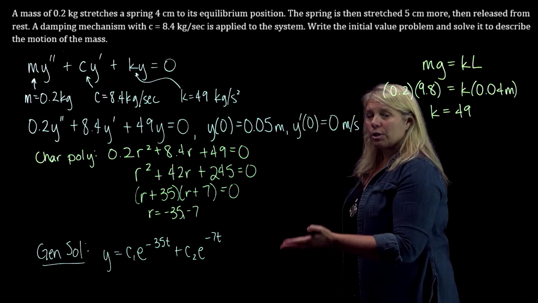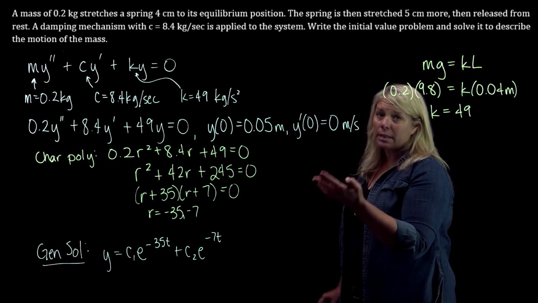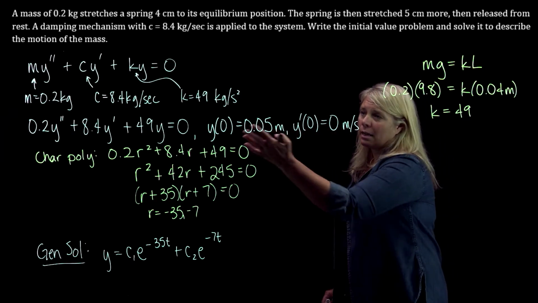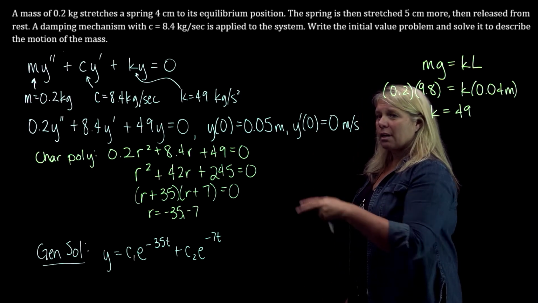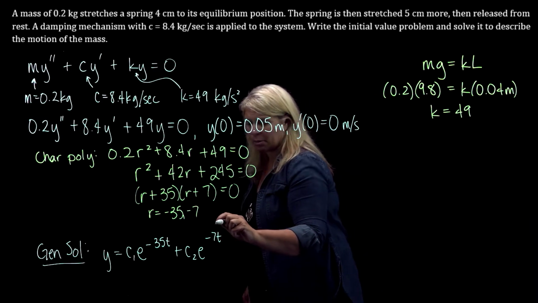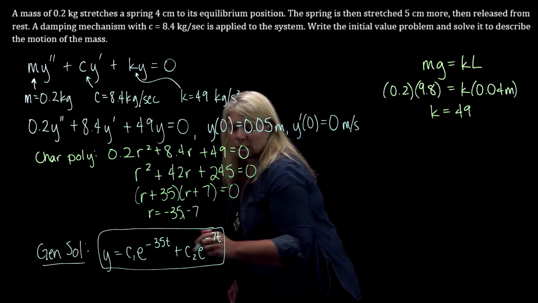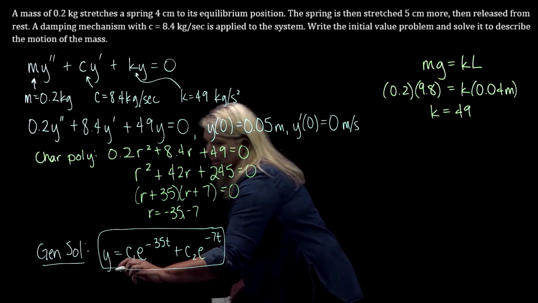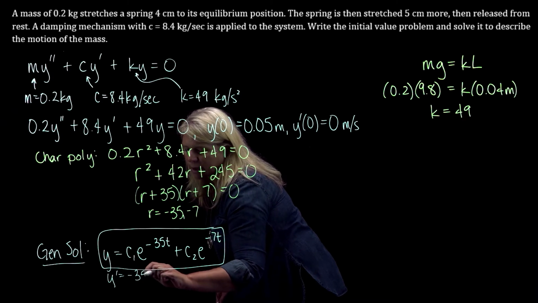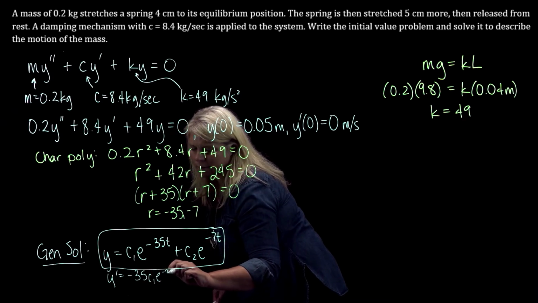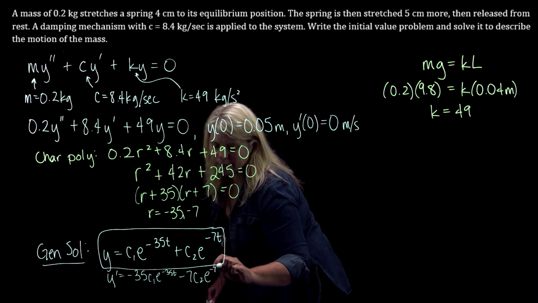With a general solution, we are given some initial conditions here, so we can use those to help find the particular solution satisfying the initial motion of the object. So we'll need to take a derivative and plug in our initial values here. I'm going to go ahead and put a box around this because I want to talk about it a little bit more. But you can go ahead and, let's see, I'll squeeze that in right here. y prime is negative 35 c1 e to the negative 35t minus 7 c2 e to the negative 7t.